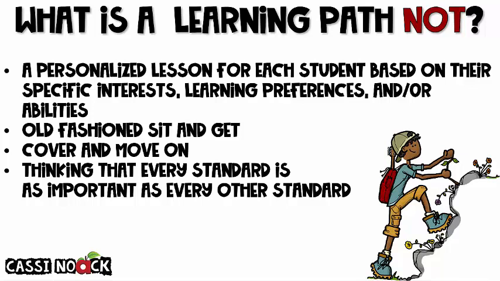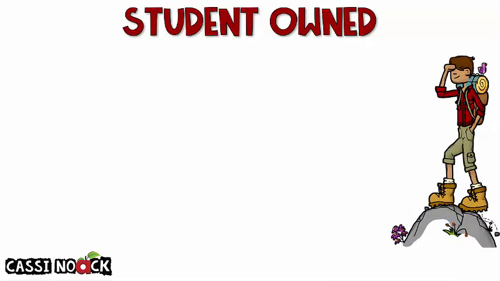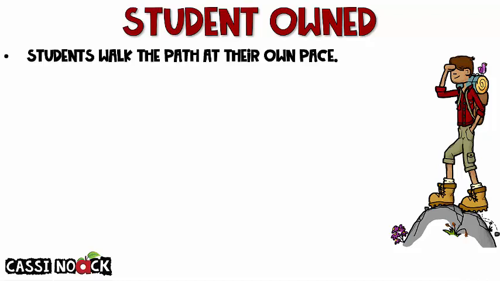So, earlier I said that the learning path was student owned but teacher facilitated. Now we're going to talk a little bit about what that means. Differentiated instruction is student owned. First off, students walk the path at their own pace, and that is exactly why we don't cover and move on. We want the students to walk at their own pace.